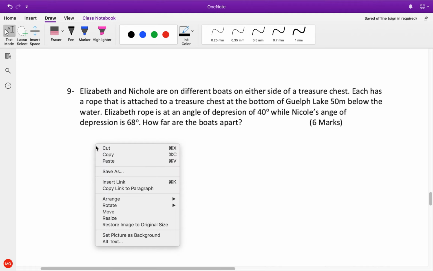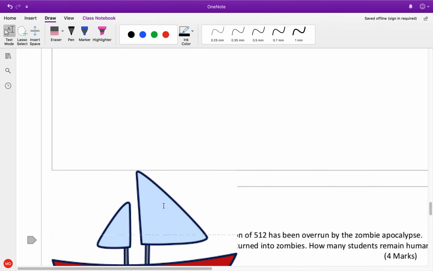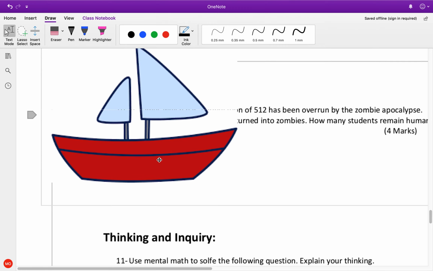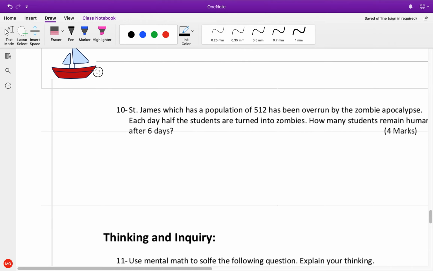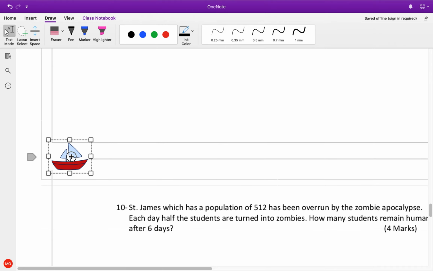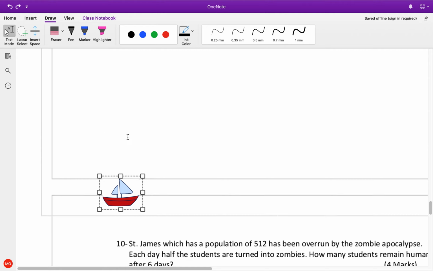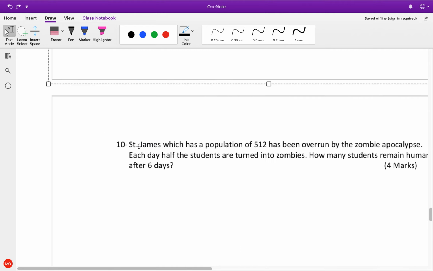I wonder if I can do this. Paste it there. Oh, it's going to paste somewhere weird. Nope. Oh, come on. Never mind. I can't do what I want to do.